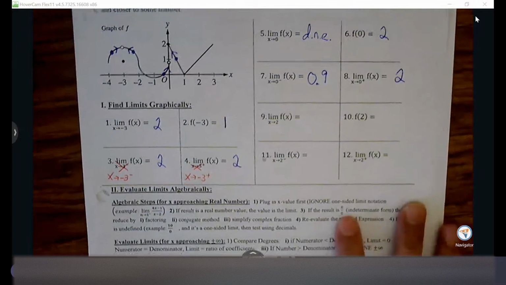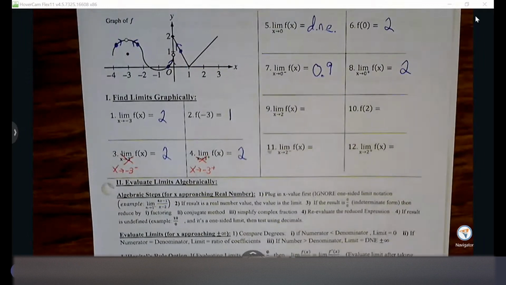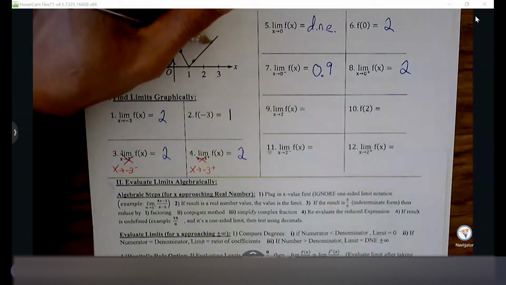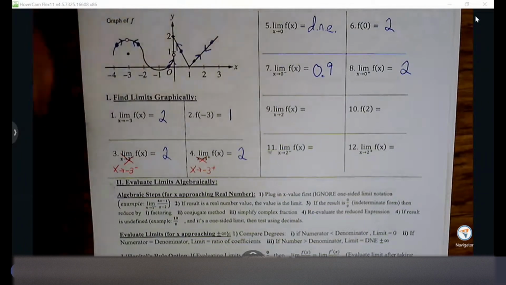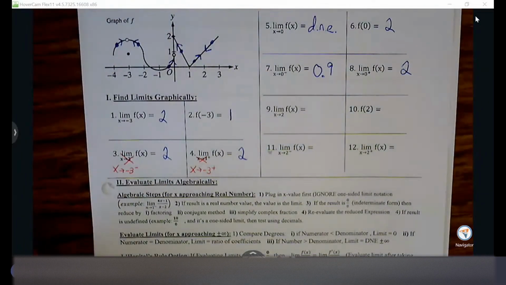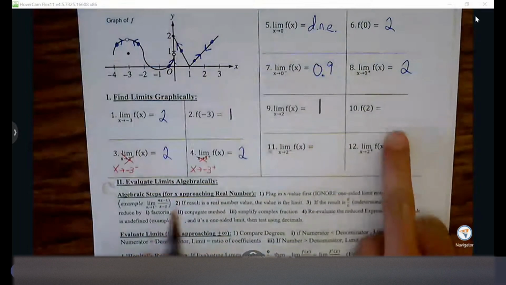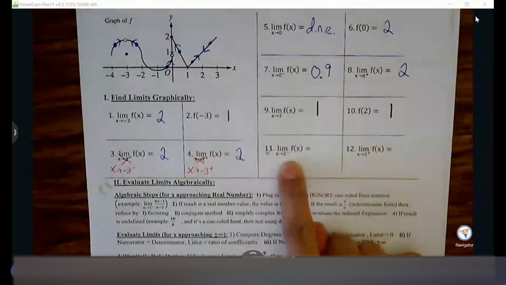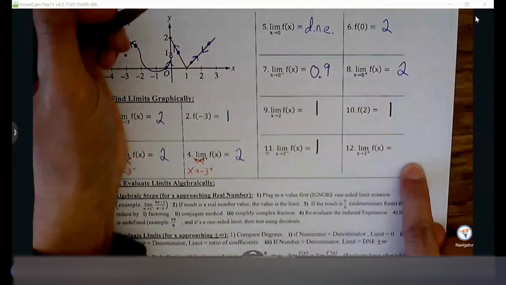Okay. Moving on to 9 through 12, number 9, limit as x approaches 2. So I'm going to pick points on either side of 2, and I'm going to draw an arrow towards 2. Are both arrows headed towards the same location? Yes. And they're both headed towards y value of 1. f of 2 is also 1. The left arrow is headed towards 1, and the right arrow also headed towards 1.